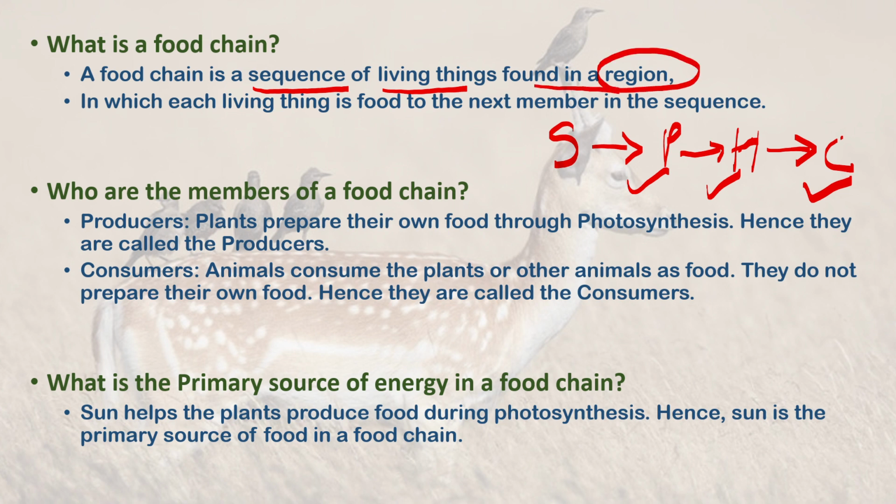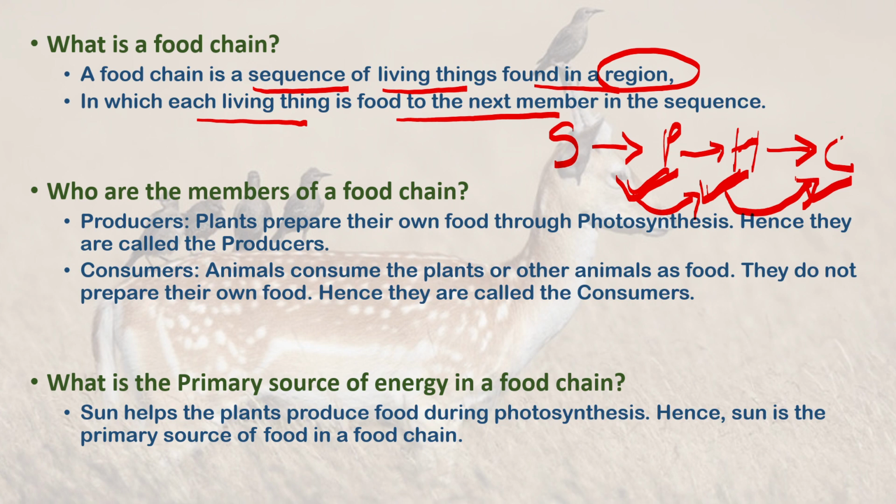A region is nothing but a place, okay? In which each living thing is food to the next member. So each living thing, for example, a plant, is food to the next member. What is the next member? A herbivorous animal. So a plant becomes food for a herbivorous animal. A herbivorous animal becomes food for a carnivorous animal, right? So once again, let us read the entire definition. A food chain is a sequence of living things found in a region in which each living thing is food to the next member in the sequence, right?